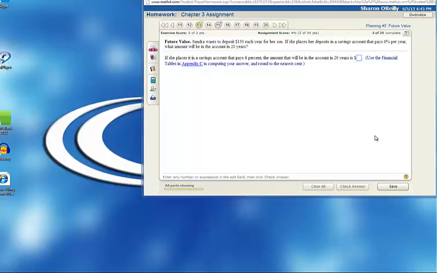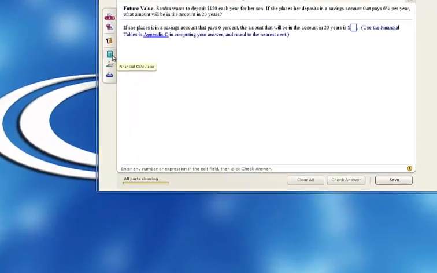But what she will have in there is a lot more because of the interest that is paid each year, and then interest will be paid on the interest that's also in the account. This is called the future value of an annuity. An annuity is any time that we have equal amounts of money being deposited or paid each period. We can use the financial calculator built into MyFinanceLab to solve this problem.